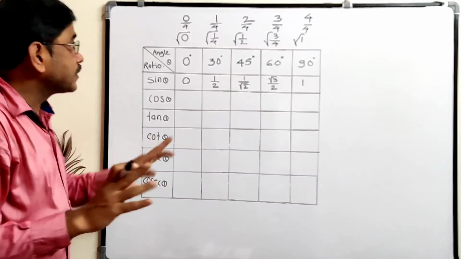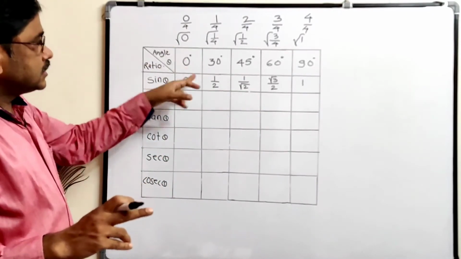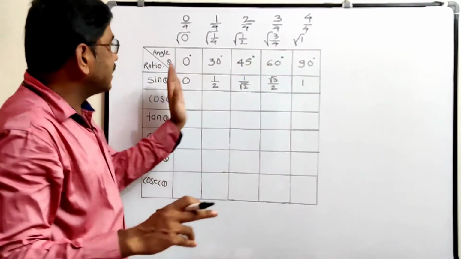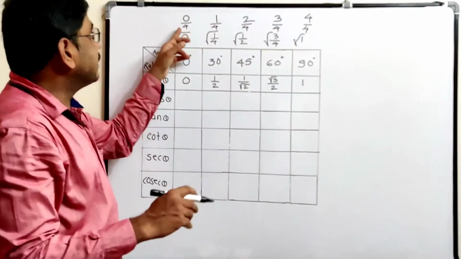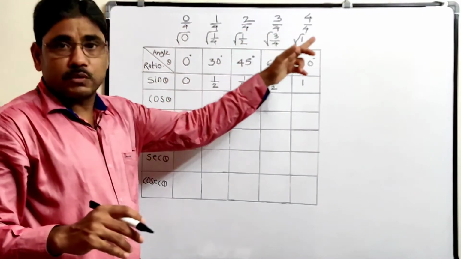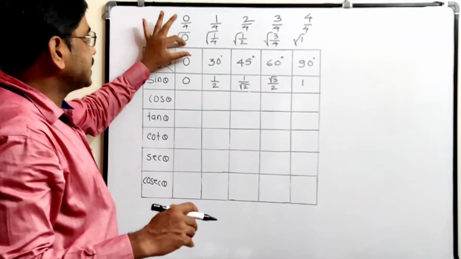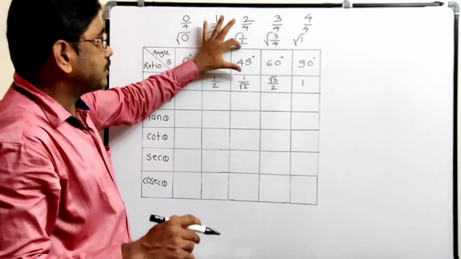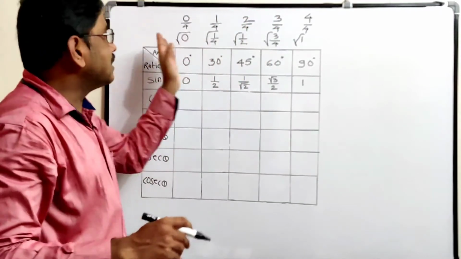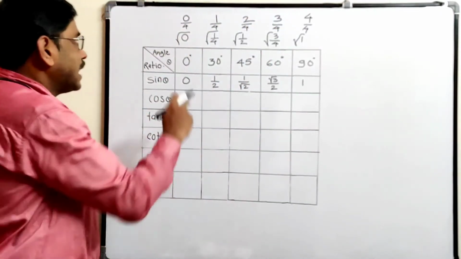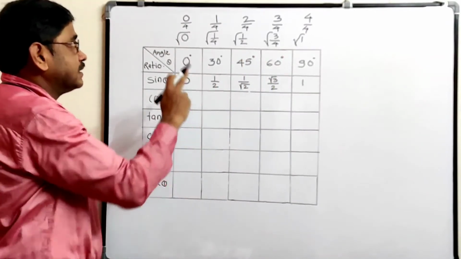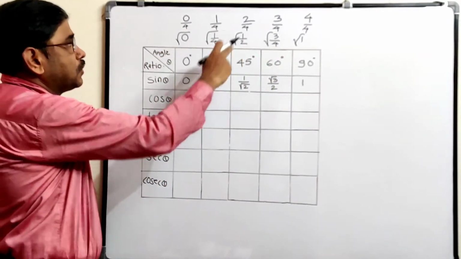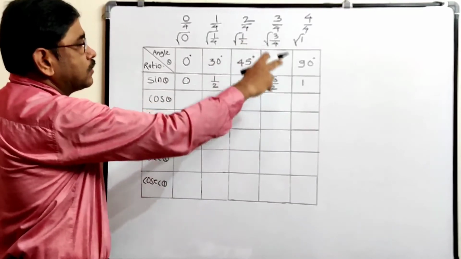See again: 0, 30, 45, 60, 90. Above that write 0, 1, 2, 3, 4. Then divide all by 4 and simplify. 0 by 4 is 0, 1 upon 4 as it is, 2 by 4 means 1 upon 2, 3 by 4, and 1. Then find the square roots of each one and write them in the row of sine. Values of sine: 0, 1 upon 2, 1 upon root 2, root 3 by 2 and 1.